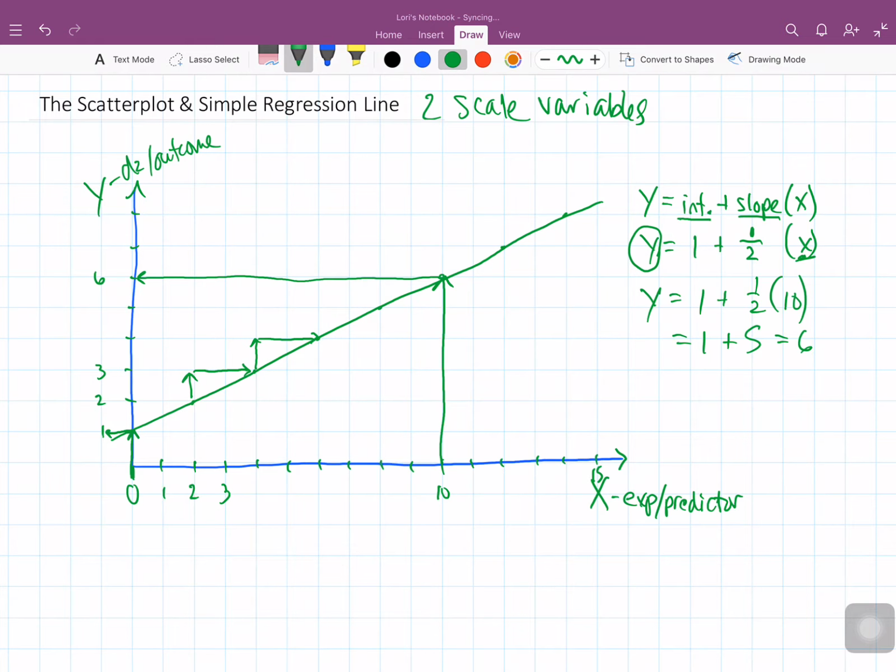And why is this important in public health? Well, if we have these two scale variables and we want to see the relationship between them, we want to see all kinds of things about that relationship. If we know something about this x variable, about our predictor, then can we predict what the disease or the outcome is going to be for that particular relationship?